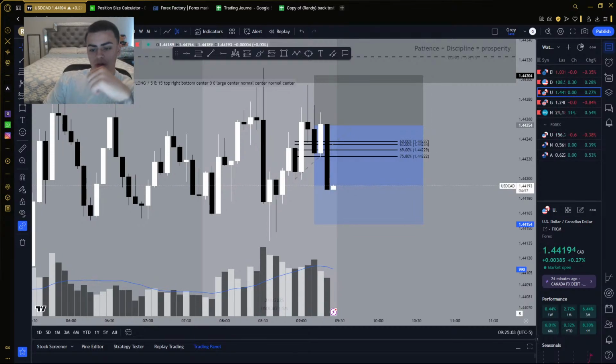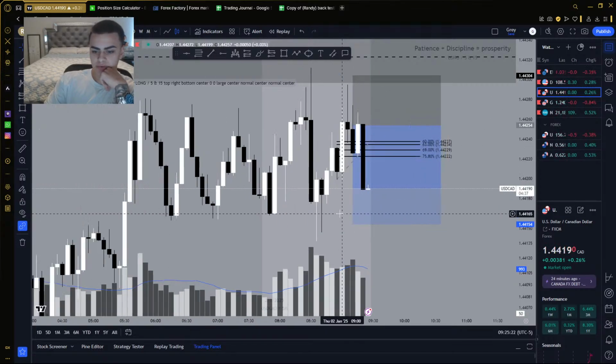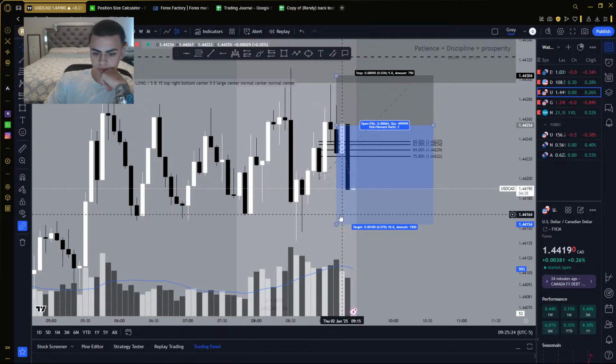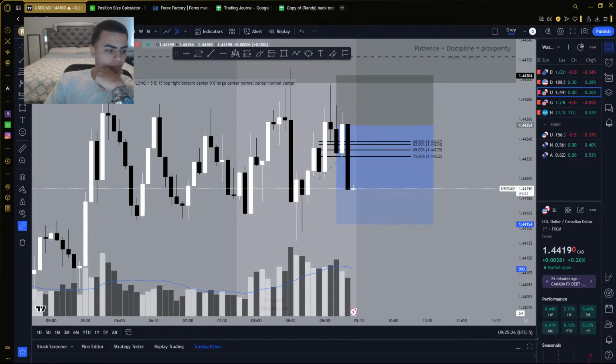So it closed with no bottom wick there too. So it shows a lot of strength here. If I see a lot of rejection like in this area, that's when I'm gonna get off.